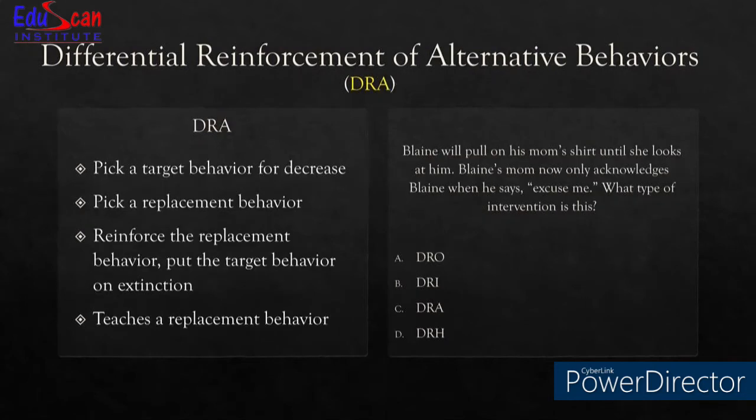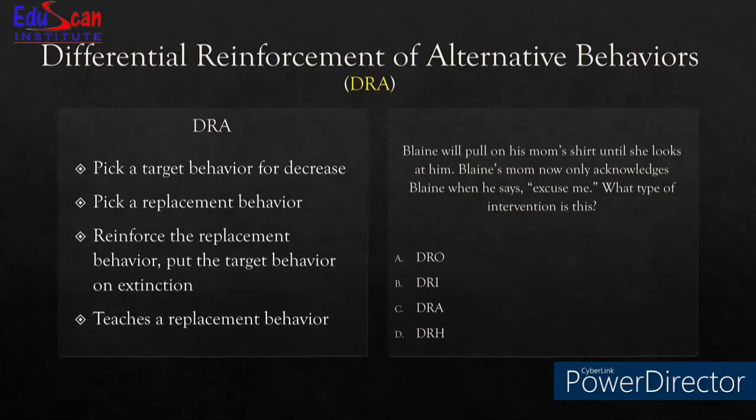Differential reinforcement of alternative behavior. Simple process. Pick a target behavior which needs to decrease. Pick a replacement behavior. Now put the target behavior on extinction and the replacement behavior on reinforcement. It's very similar to DRI, but always remember that over here the replacement behavior is not an incompatible behavior. They can coexist.